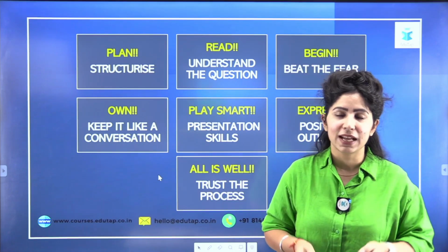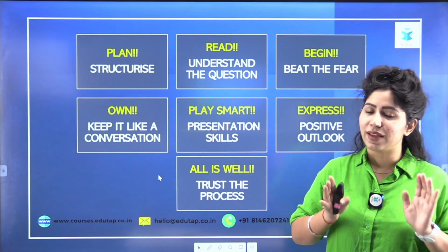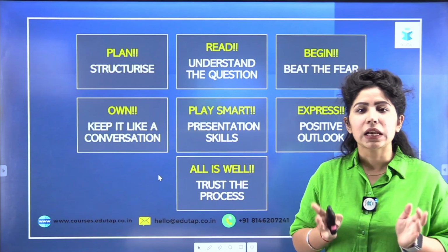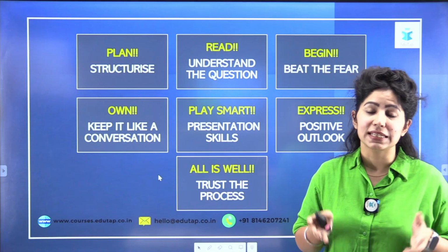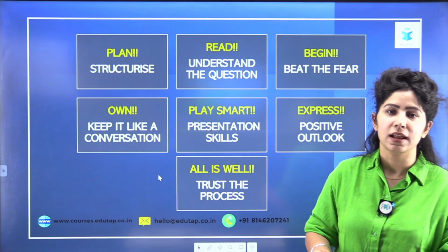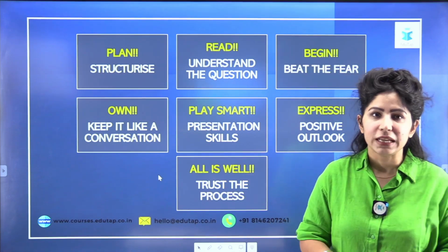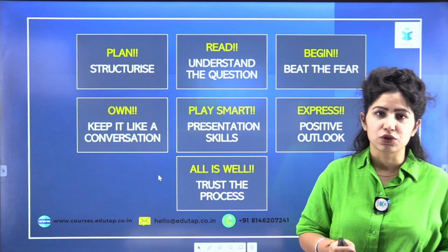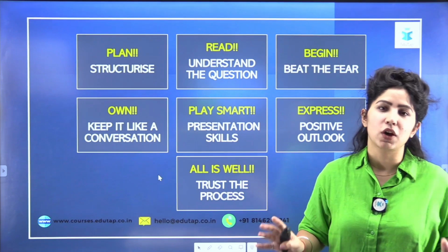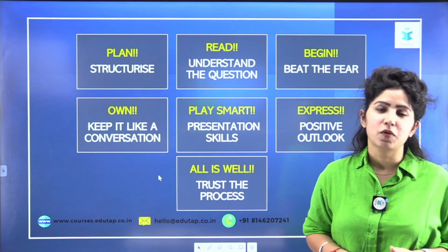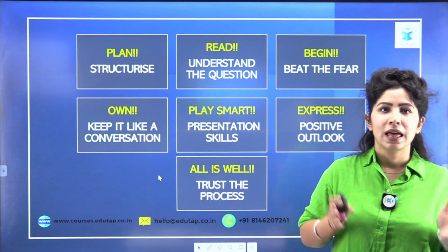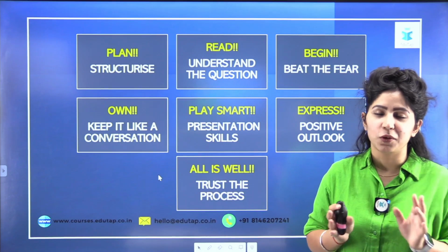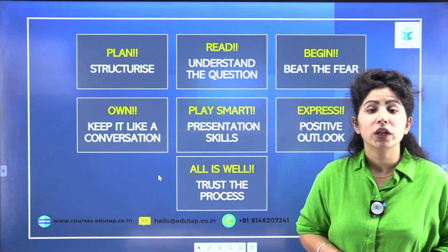Just keep telling yourself that all is well with this exam, all is well with you, your preparation, the exam you're writing, and all is well with this process. This process is actually helping you get selected and helping you get your dream job. So trust this process. Every moment, just tell yourself not to be stressed, not to be anxious, and everything is gonna be great. So these are 7 Maha tips for descriptive writing. Plan, read, begin, own, play smart, express, and all is well. Just trust the process. All the best from my side.